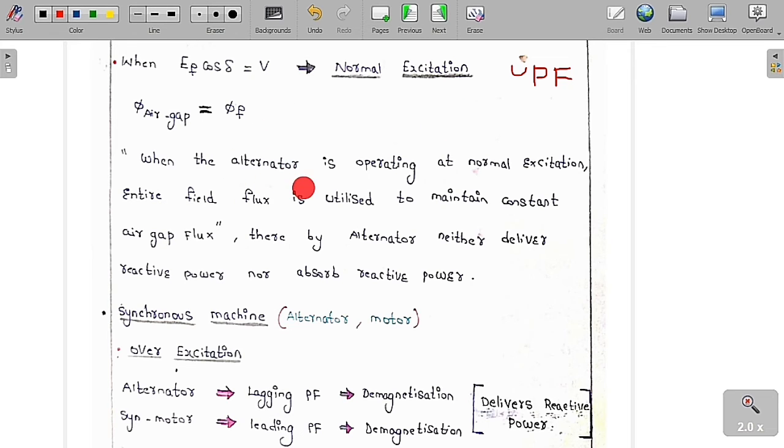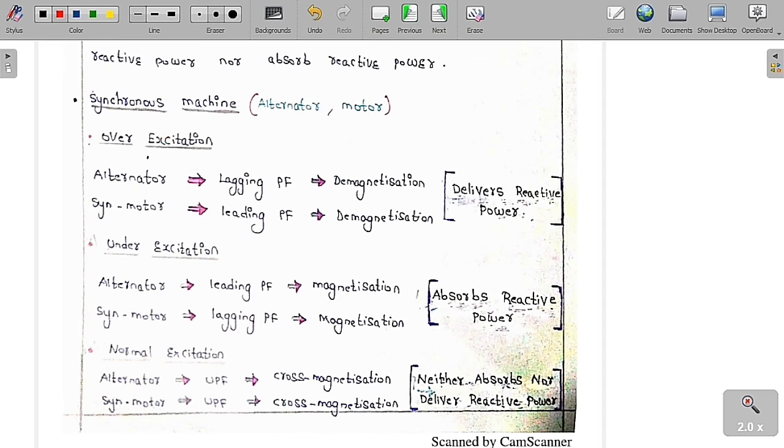So whenever the alternator is operating at normal excitation, the entire field flux is utilized to maintain the constant air gap flux. Thereby, the alternator neither delivers nor absorbs reactive power. So finally, I am going to conclude the concept for the synchronous machine in general, for alternator and motor. We have learned about the alternator, so now we will summarize the concepts for both alternator and motor.